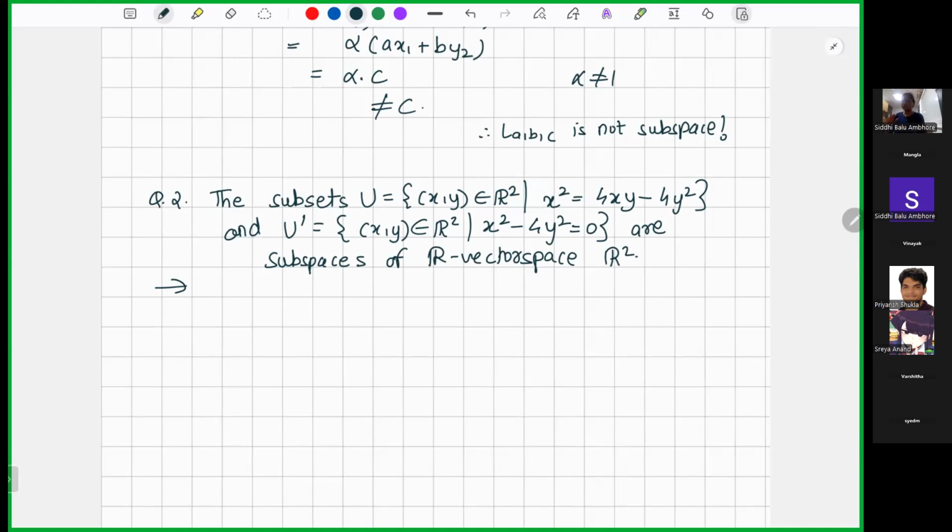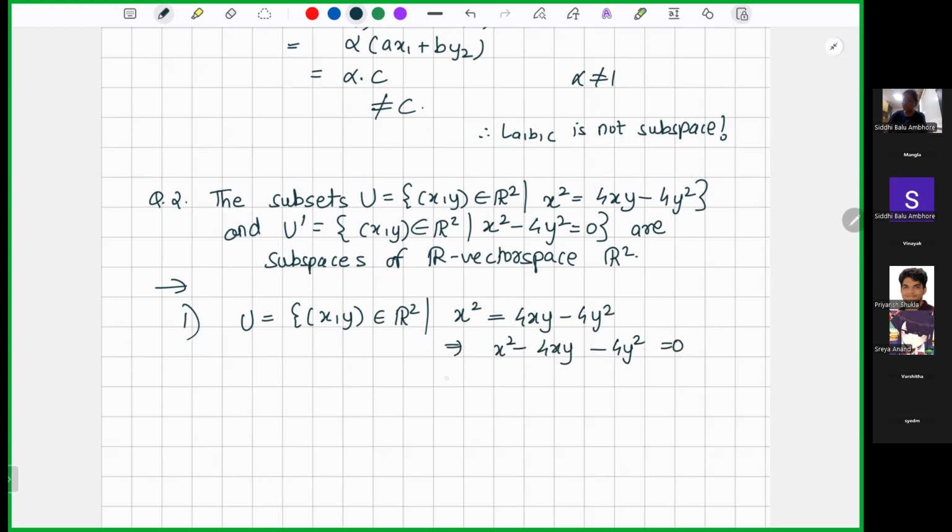And again, the scalar multiplication and addition are done as we do in the standard setup. Okay, so first one, let us check for this, and we will again be using the subspace criteria. So let us simplify this before we move ahead. So x square is equal to 4xy minus 4y square. If I simplify this, this is x square minus 4xy plus 4y square, this to be equal to 0.